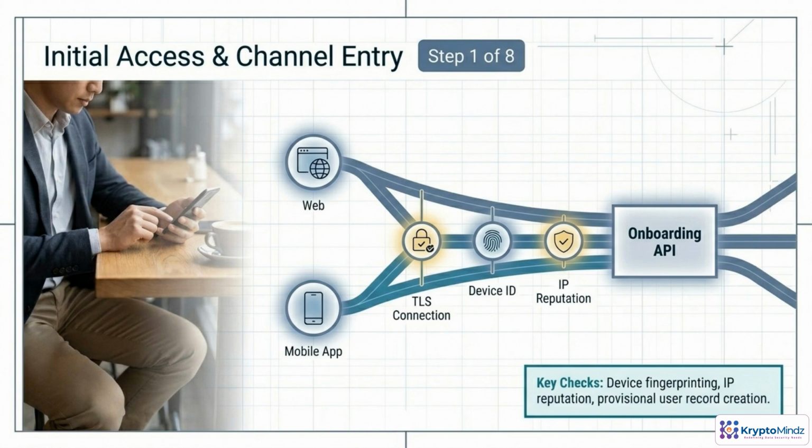The journey really begins when the customer first lands in the digital channel, web or mobile. Even before we ask for identity data, the bank quietly builds a risk picture around the device and network. TLS secures the connection. Device fingerprinting links this browser or phone to past behavior, and IP reputation flags suspicious locations or proxies. From these signals, the onboarding backend can create a provisional user record and decide whether to add extra friction to the flow.